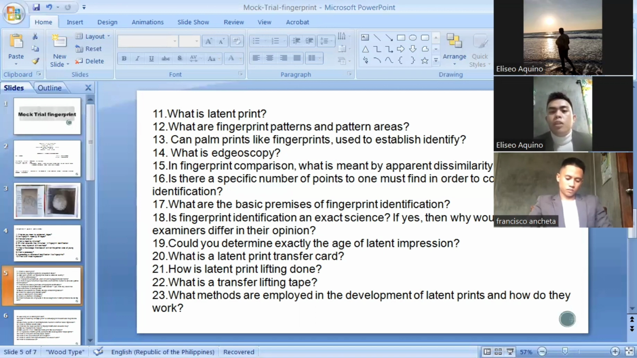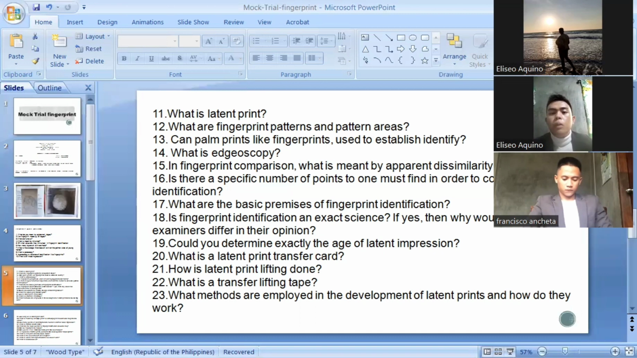What is natural dissimilarity? If just one dissimilarity was noted in a comparison of fingerprints, it will be assumed the fingerprints were made by different fingers.